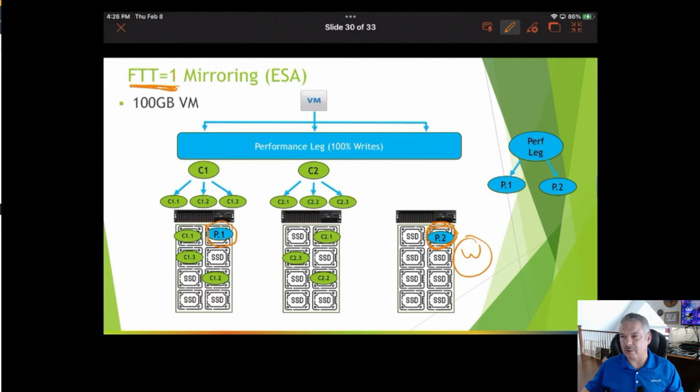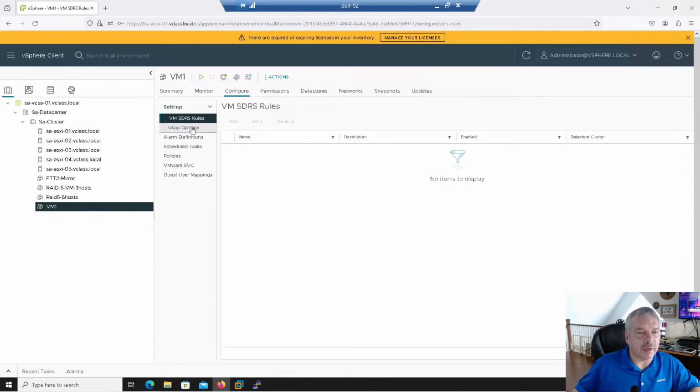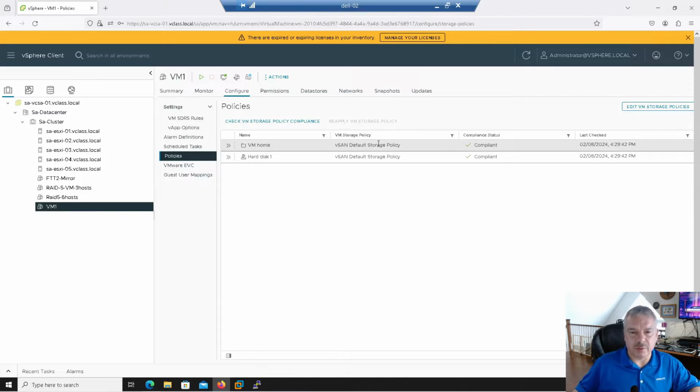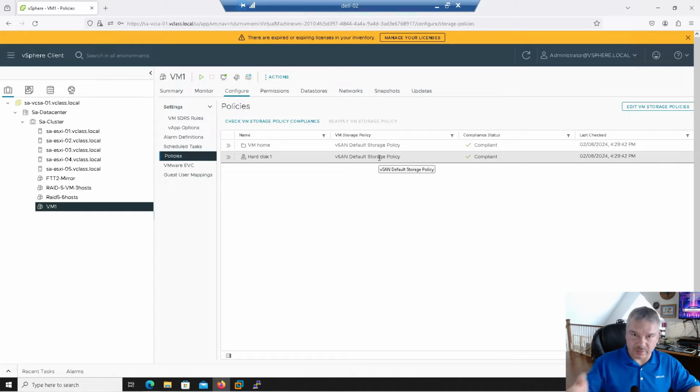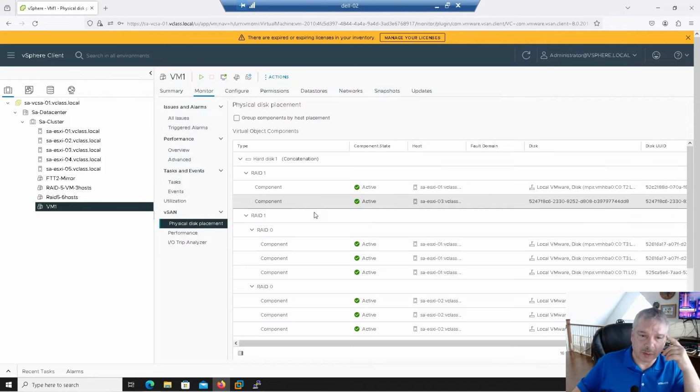So let me just get to my screen over here. Okay, so we're back. I already created a couple of VMs here. I've got about 5 servers here. I'll do a video on setting up an ESA cluster, but for the most part, I already created some VMs. And my first VM here, let's look at the storage policy on it. If I look at policies, you'll see I'm using the vSAN default storage policy, which is failure to tolerate equals 1. No problems. So I'm going to go into Monitor, and I'll go into Physical Disk Placement.